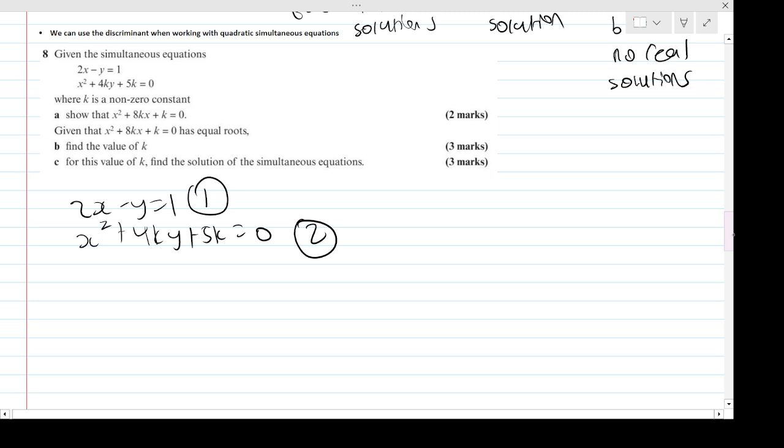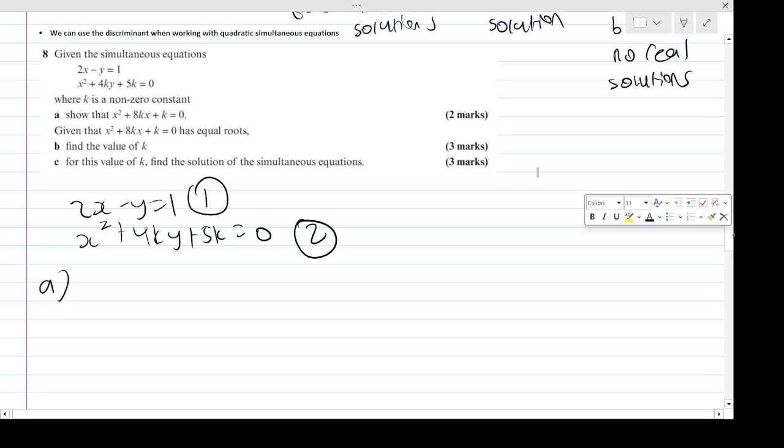But it makes things harder because we can't actually get an actual number for x and y, because this k is in the way. So then it says in part A, show that x squared plus 8kx plus k equals 0. Might seem a bit out there, but really the strategy with this type of question is just do what you normally do, right? Don't forget k exists, but pretend it's just a number. Just solve it out how you normally would.